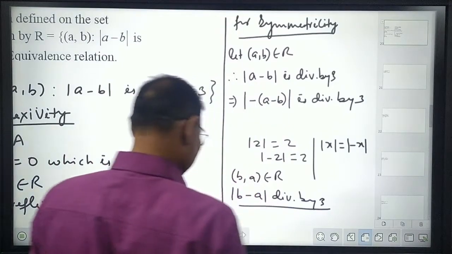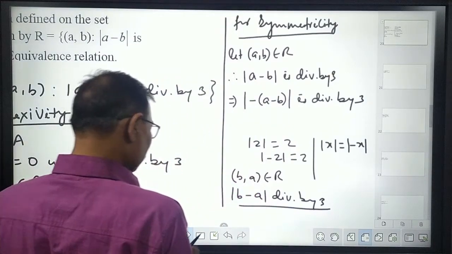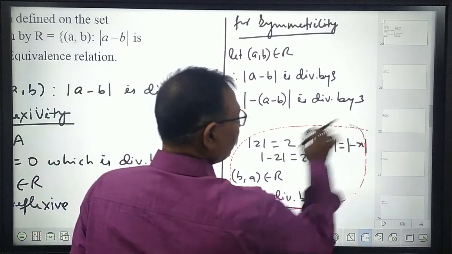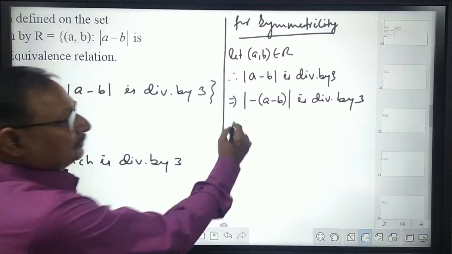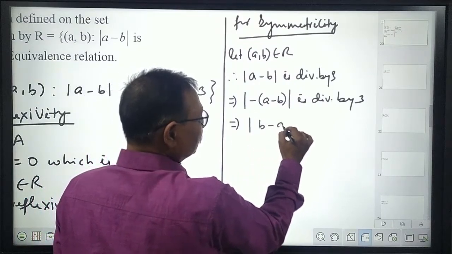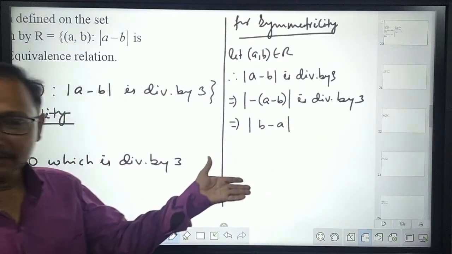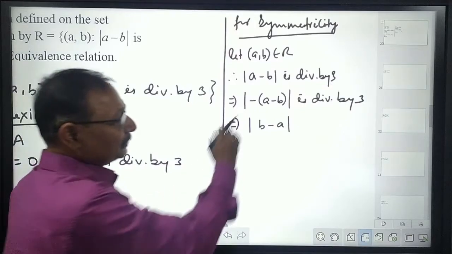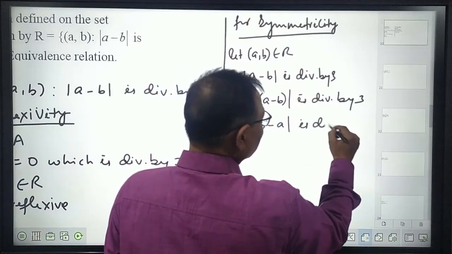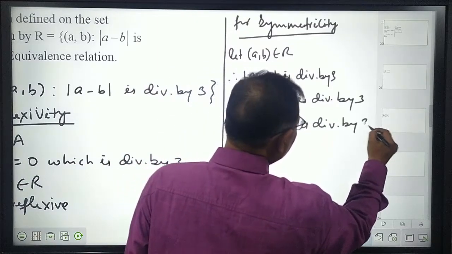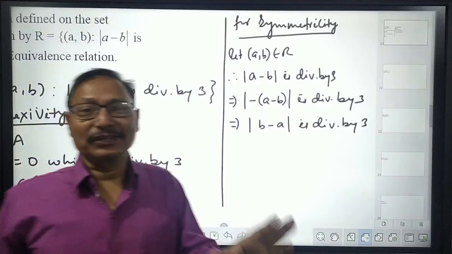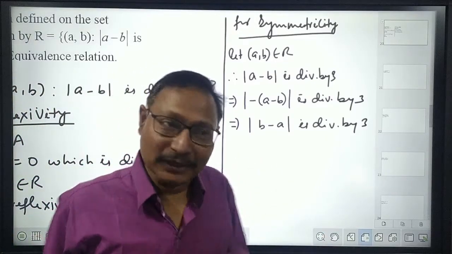Having that one, I have written here, and now it became b minus a inside the modulus. When I have opened the bracket, it became b minus a is divisible by 3, and it is fulfilling the given condition for b comma a being inside the relation. So now it fulfills the condition.